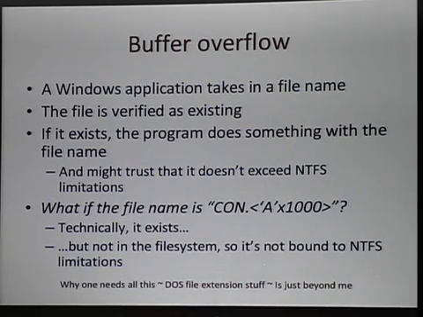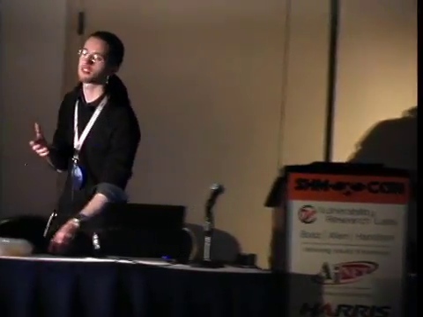So in this scenario, a Windows application takes in a file name and verifies that it exists. Now, DOS special device files, they exist, technically, and they exist everywhere. Great. But they don't exist on the NTFS file system. But the program will probably assume that it does. So it probably assumes that it follows NTFS file system limitations, like maximum file name size. So I'm sure you know where I'm going with this.